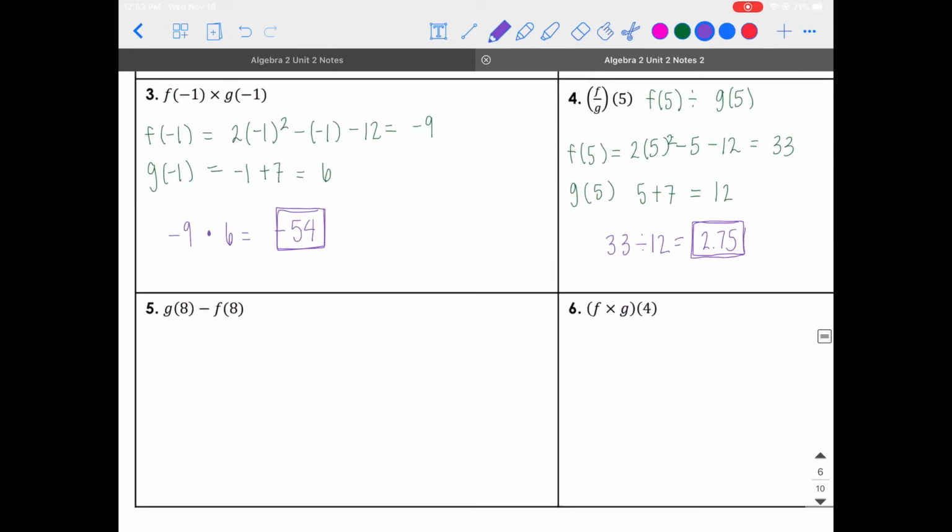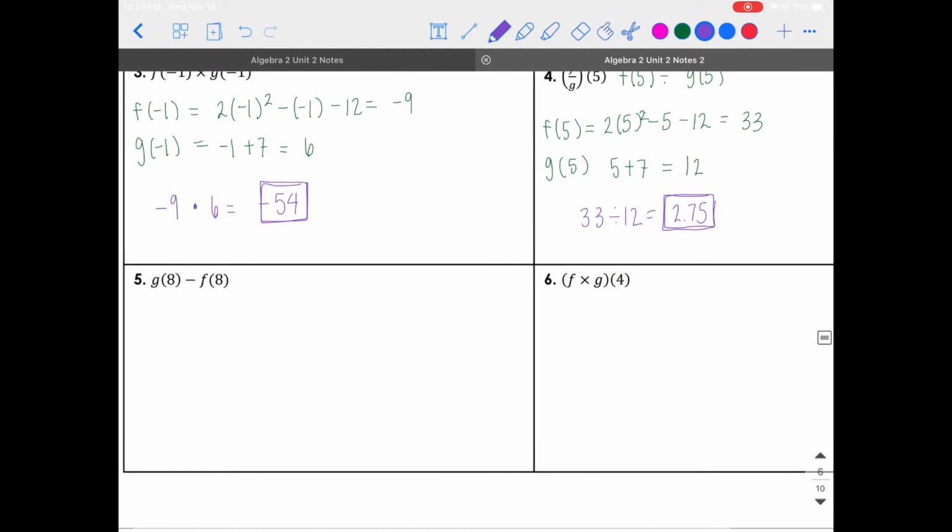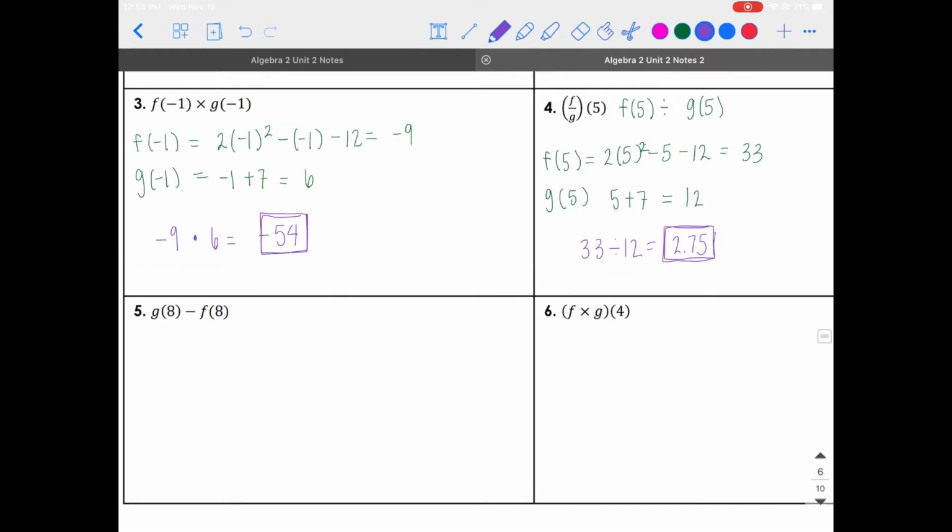All right, numbers 5 and 6, very similar, so I want you to pause the video and try 5 and 6, and then when you get them finished, play it so you can see if you got the same answers.